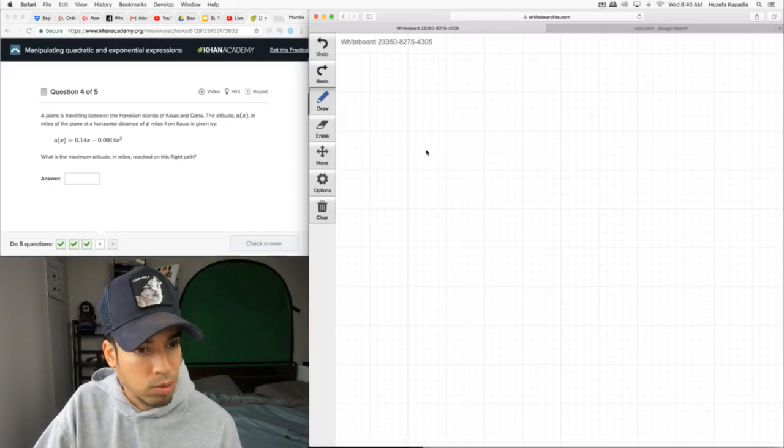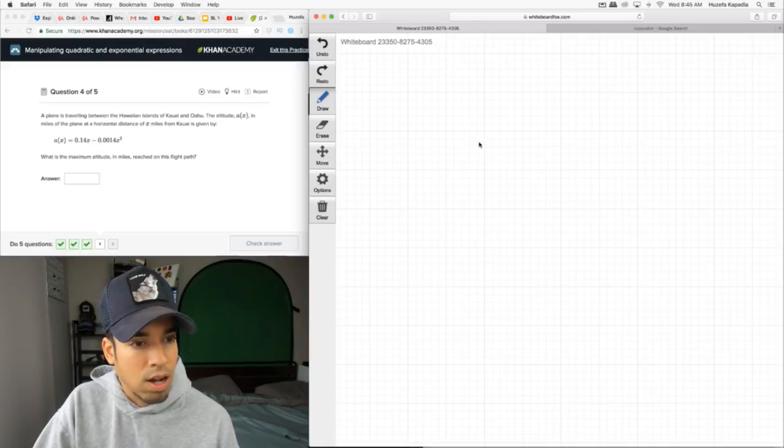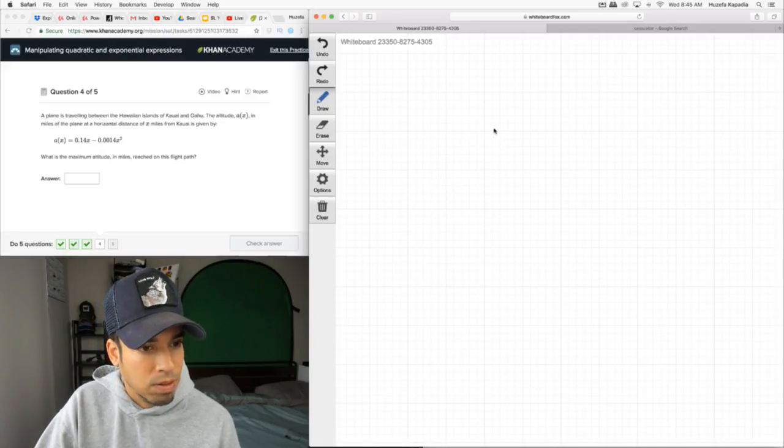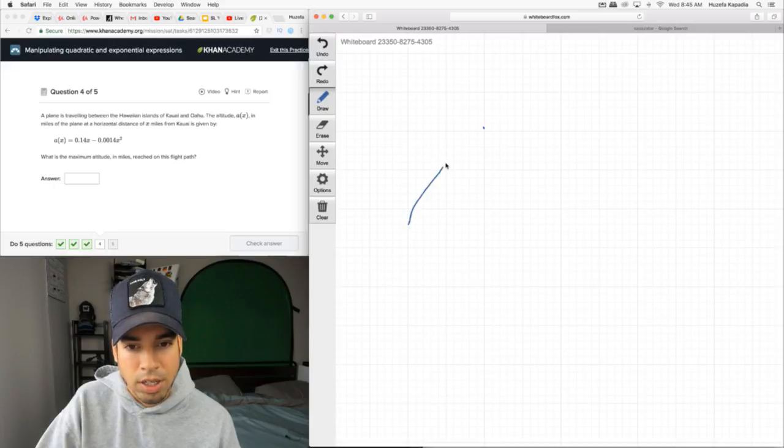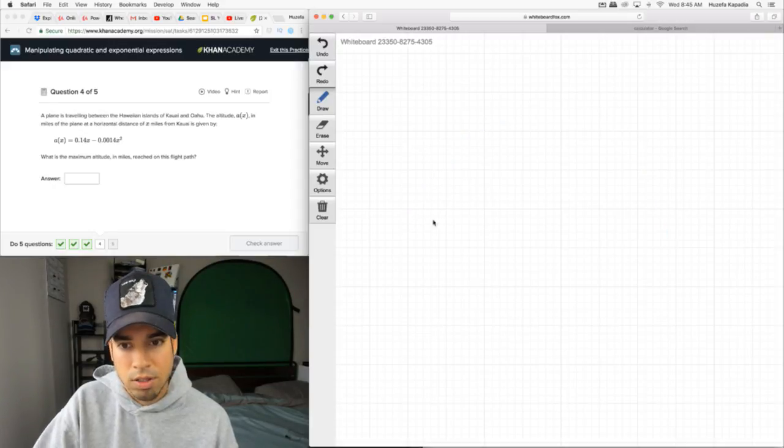Okay, a plane is traveling between the Hawaiian islands of Kauai and Oahu. The altitude in miles of the plane at a horizontal distance of x is given by this. So this actually is a quadratic. It's going to form a parabola like this. Actually, hold on.